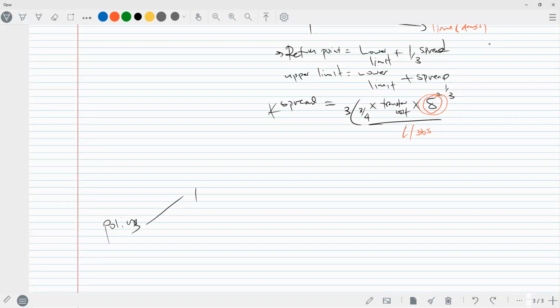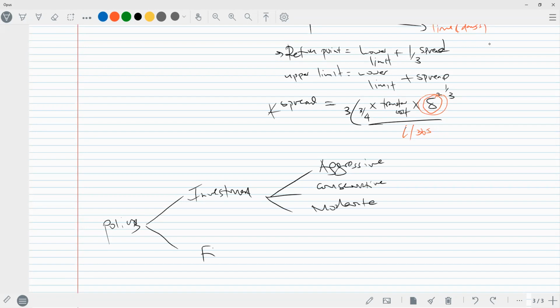When it comes to the investment, there are three. We have the aggressive working capital investment policy. We have the conservative working capital policy, and of course we have the moderate working capital investment policy. When it comes to financing of working capital requirements, you can also follow three policies.